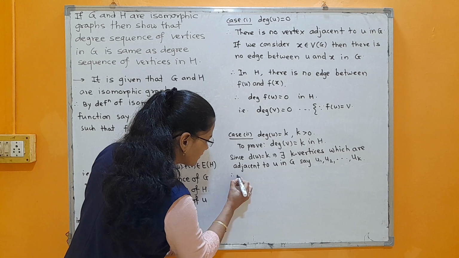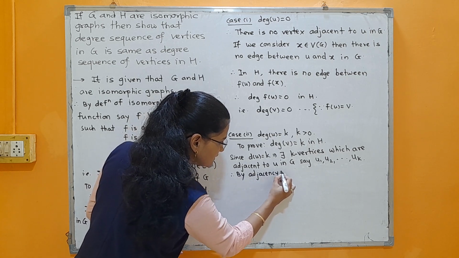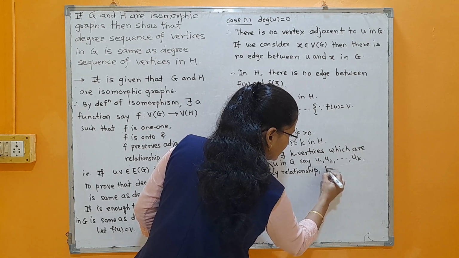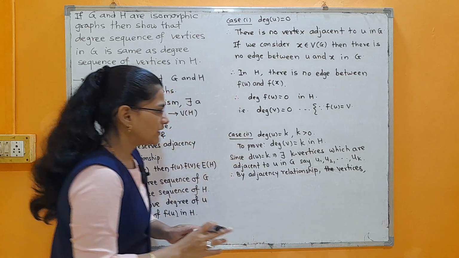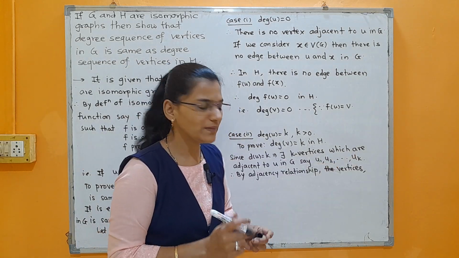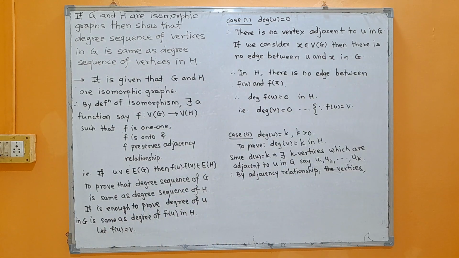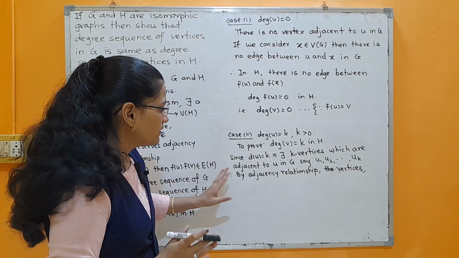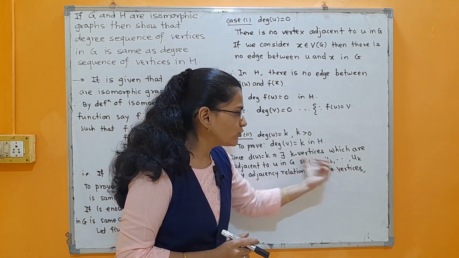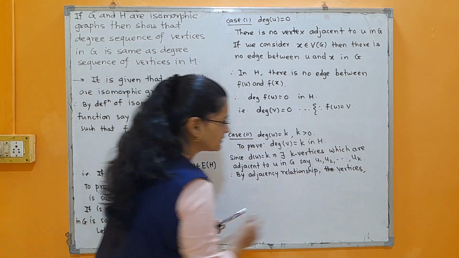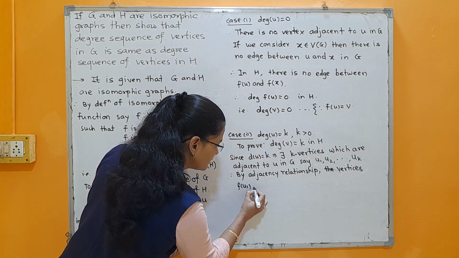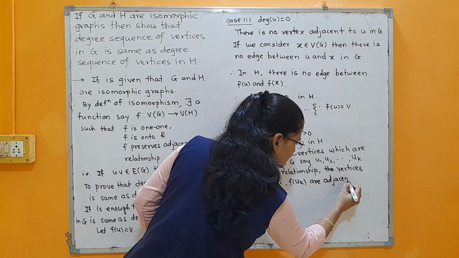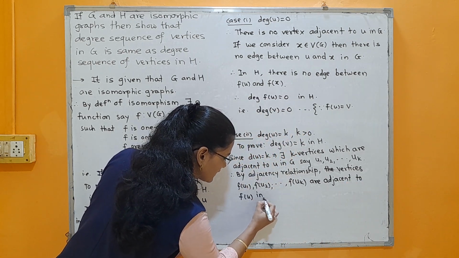Now, since we have considered there is an edge between U and U1, U and U2, and so on U and UK, by adjacency relationship the vertices f of U1, f of U2 and so on f of UK are adjacent to f of U in graph H.